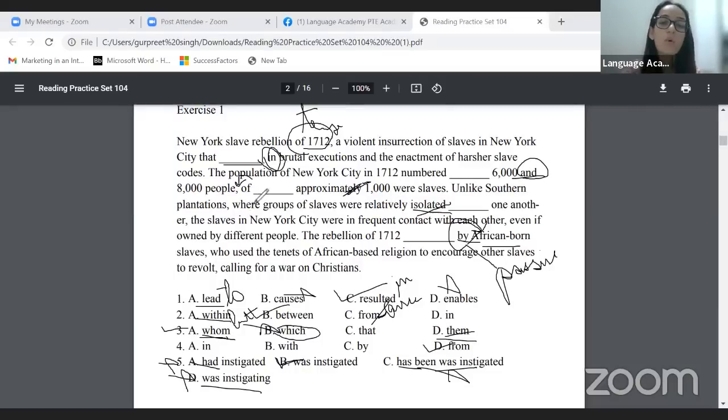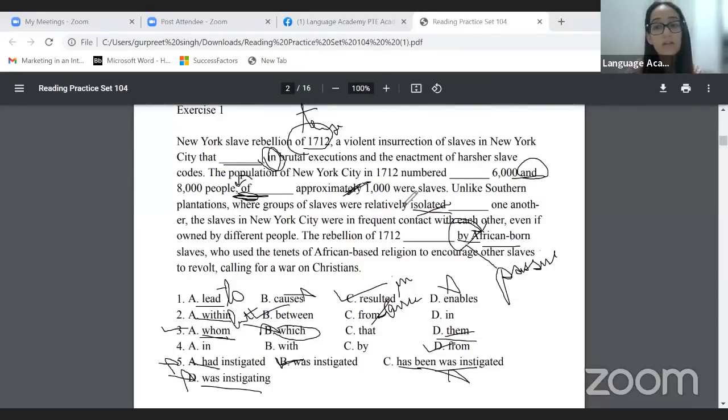And if you want to go with out of whom or them, them is used when you start a sentence with the subject, because here we don't have a subject. We are continuing that there were these many people, comma, of whom 1000 were slaves. So we'll go with of whom. Of whom means out of these.